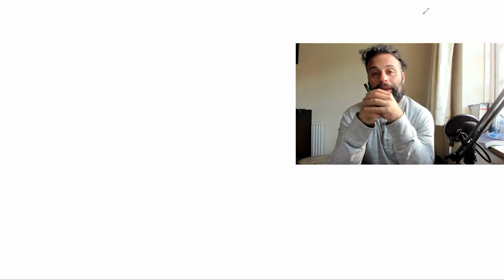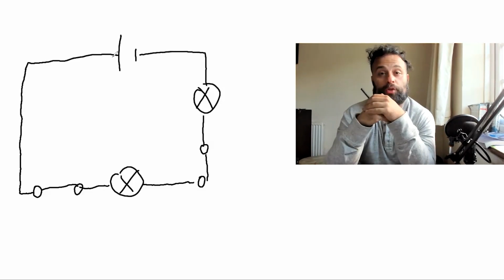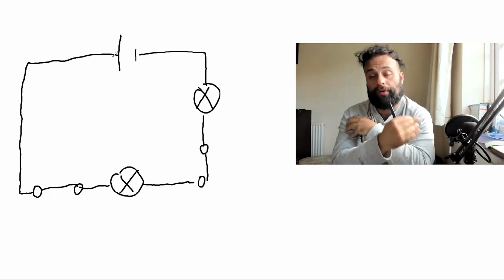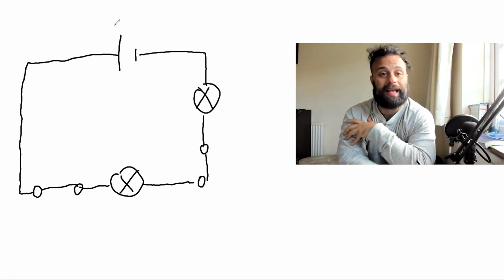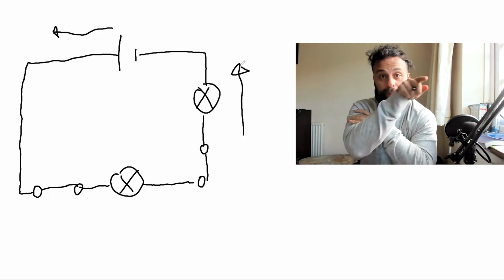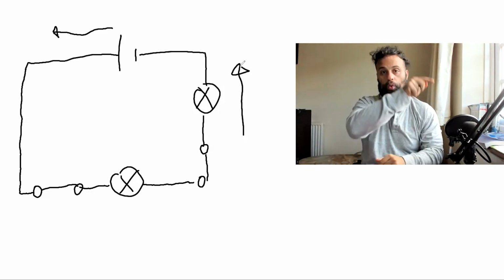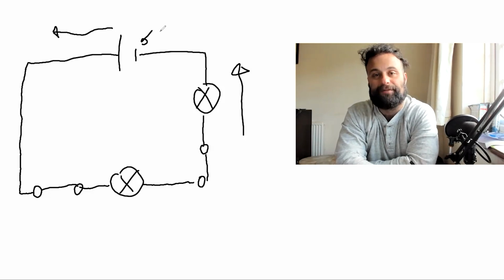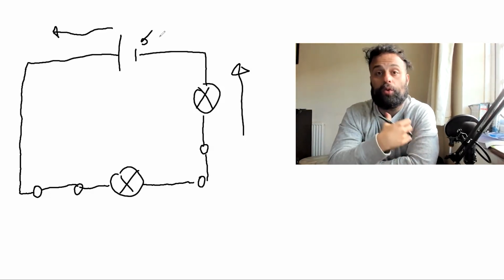So let's go through the basics of a series circuit. A series circuit only has one loop. And with conventional current, what we assume is happening is that it goes from the positive terminal, all the way from over here, all the way to the negative terminal. So the electrons are going from the positive, which is the bigger line, all the way to the smaller line, which represents the negative terminal. And that's known as the conventional current flow.